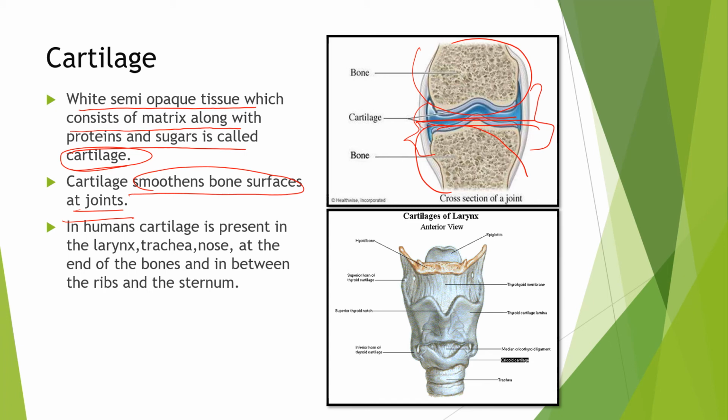A few examples I am giving. Cartilage is present in the larynx, near our throat. It is present in the trachea, near the lungs. It is present in the nose, at the ends of the bones, and in between the ribs and the sternum. When one bone is joining another, both bones are not joining directly.